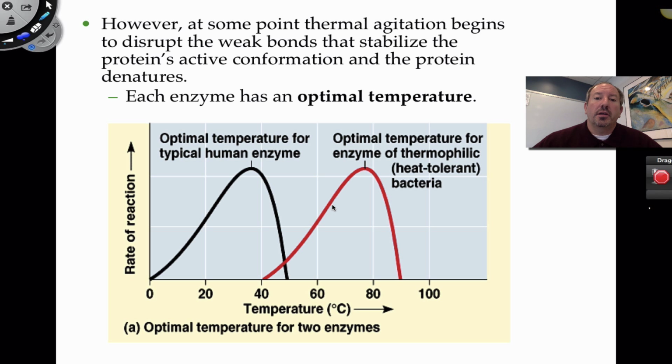And so I want to point out that optimal temperature isn't always going to be around body temperature. There are some organisms, for example, thermophilic, which translates to heat-loving or heat-tolerant bacteria that we found in hot springs at Yellowstone National Park. Look at this. If you give them body temperature, they don't do very well at all in terms of the rate of the reaction. They only do best at around, it looks to be, 80 degrees Celsius.